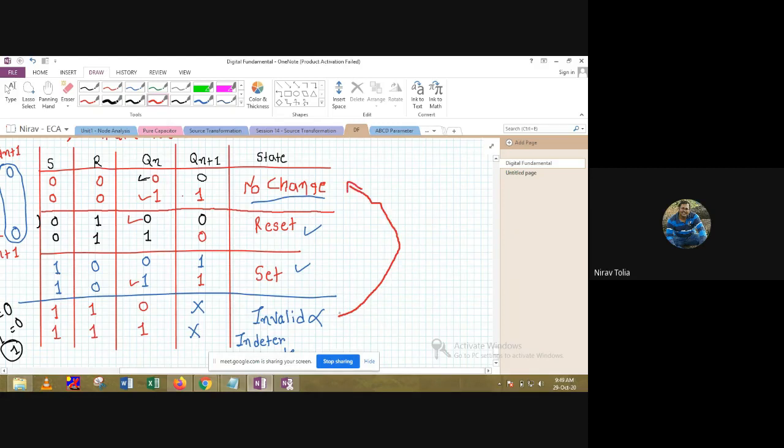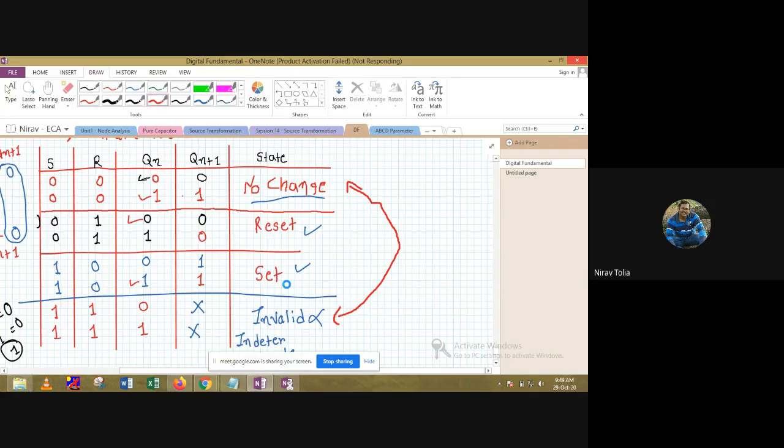And at the state of 1 1 of a NOR gate, when we are using the NOR gate, the state is invalid. When my S R is 1 1, my state is invalid. But instead of that, if I am using the NAND gate, at 1 1 the state is no change. So no change and invalid states are interchanged.